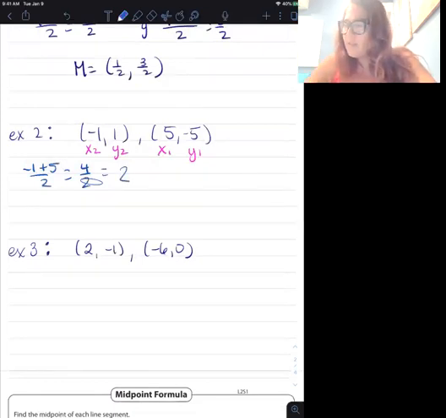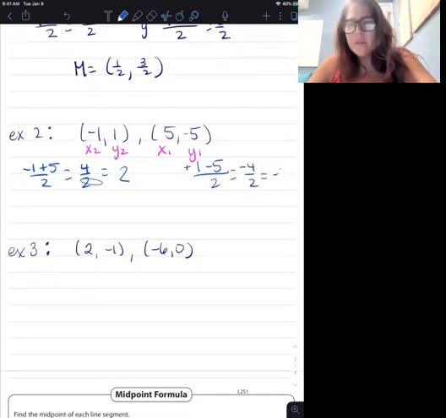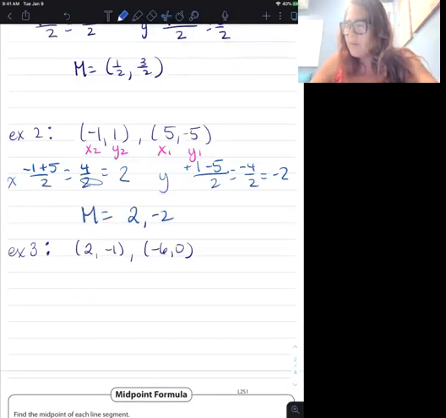Let's do the y's. I have 1 minus 5, or plus a -5, over 2. That gets me -4/2, which equals -2. So this was my x, this was my y. My midpoint is equal to (2, -2).